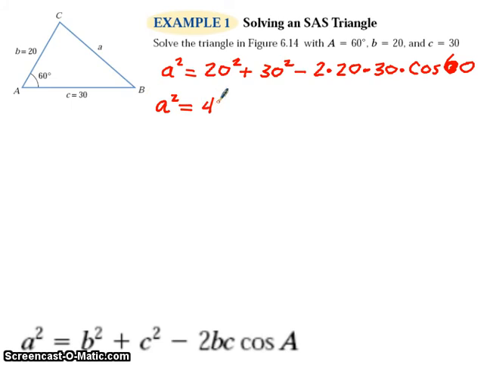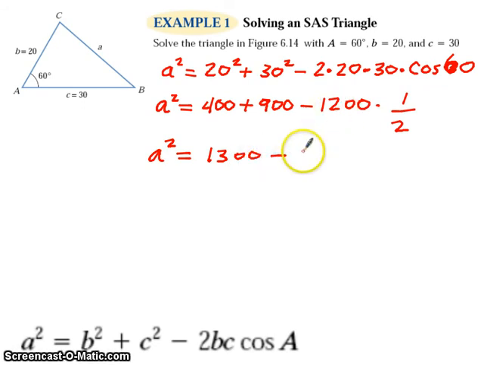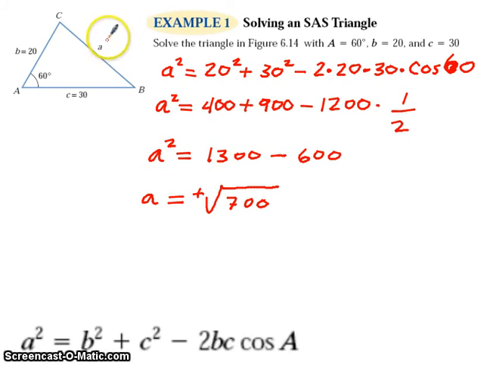We got 20 times 20 and 30 times 30 and 600 times 2, and the cosine of 60 is equal to 1/2. So we have a squared is equal to 1300 minus 1200 cut in half, which is 600, which means a equals the square root of 700. Of course we just take the positive because there's no such thing as a negative distance. So the square root of 700 is approximately equal to 26.5.